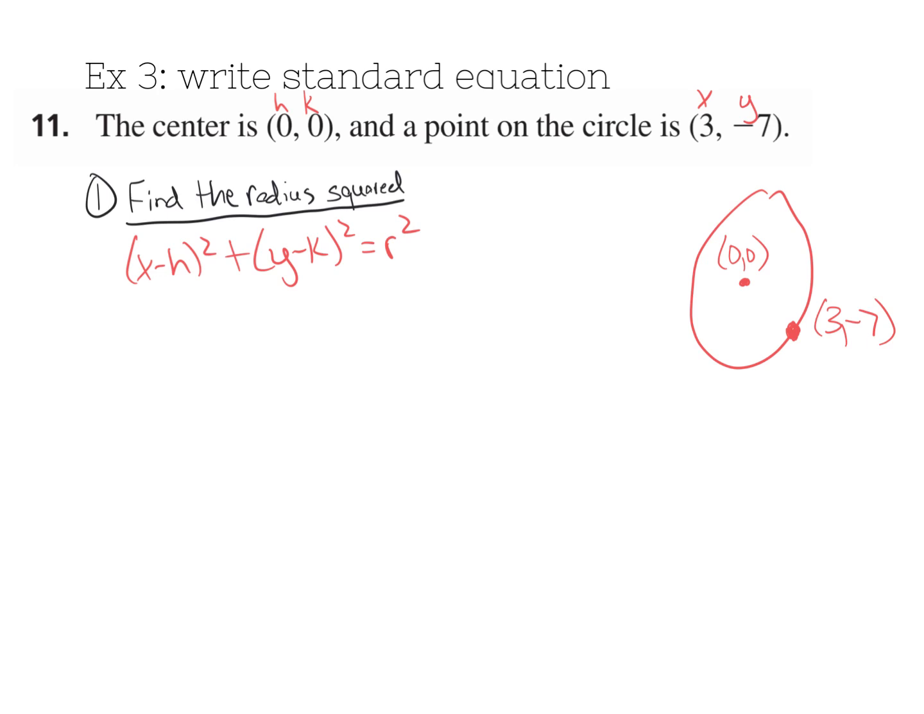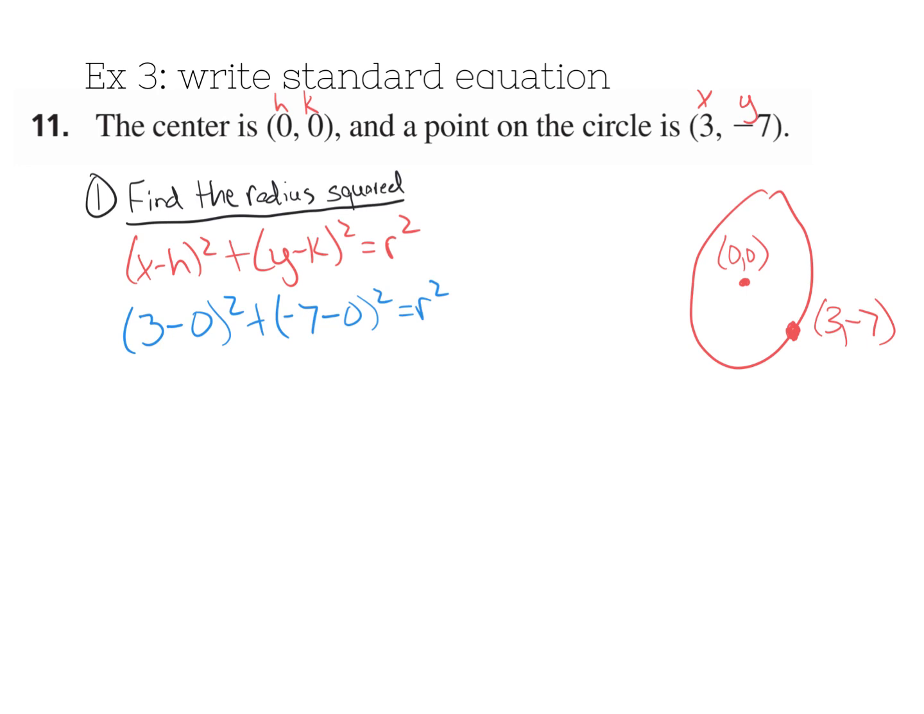And since I'm missing radius squared, I'm going to plug in everything else and just solve for it. So let's plug this in. Rakeem, what's my x? 3. Minus Armando, what's my h? 0. Josiah, what's my y? -7. Minus. Adriana, what's my k? 0. And we don't know r squared, so it equals r squared.